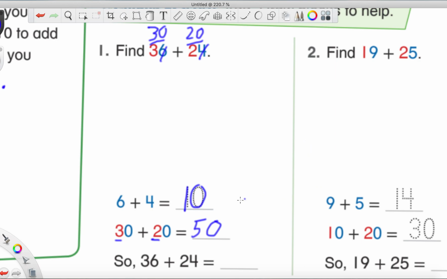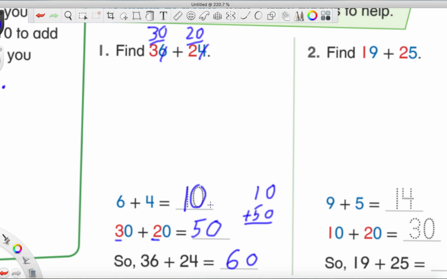Now, if it's a little weird to add them on this little slant, I know it can be, you can rewrite them and stack them together. 10 plus 50. And then you just add them all up. So 0 and 0, well, that's going to be 0. And then 1 plus 5 is 6. So our total is 60.